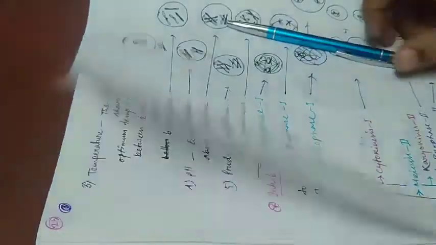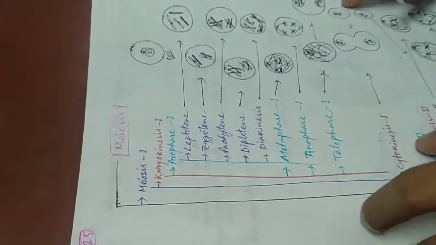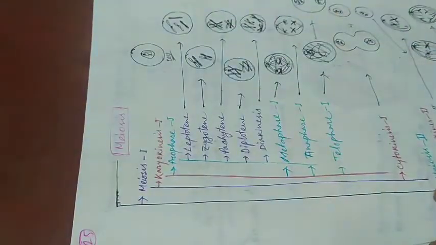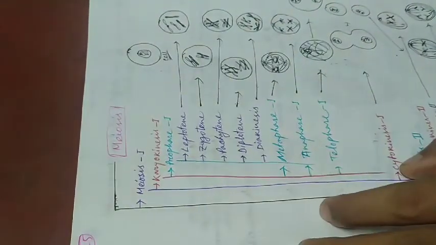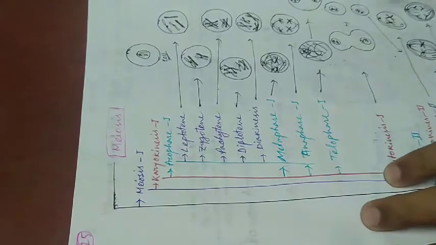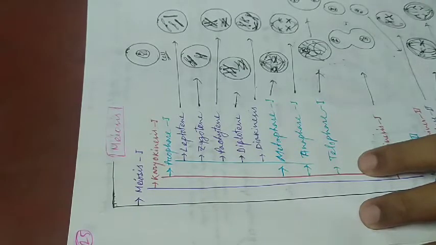Now, I will discuss meiosis cell division, because mitosis cell division you already did in class 10. In meiosis cell division, four daughter cells form from a single mother cell, and each daughter cell contains half of the chromosomes. The meiosis cell division is also called reductional division.